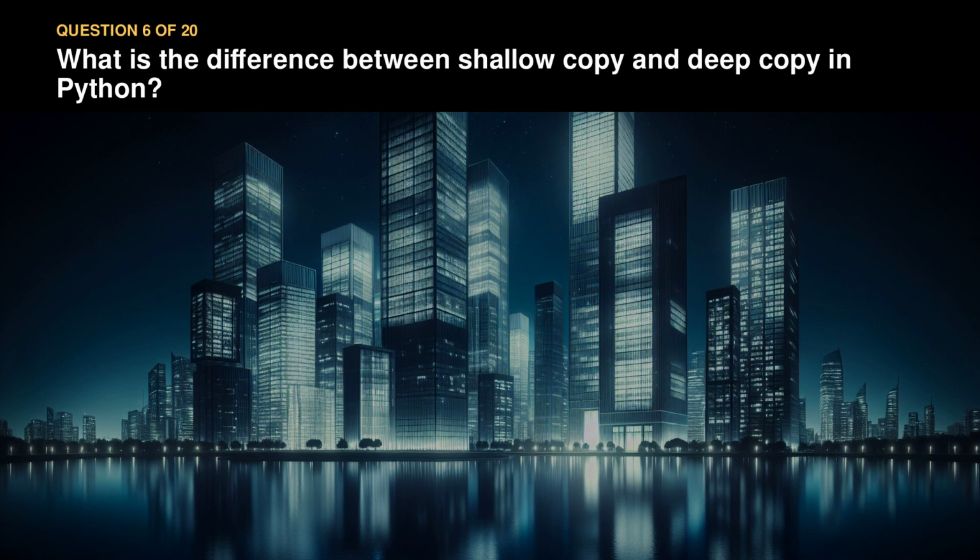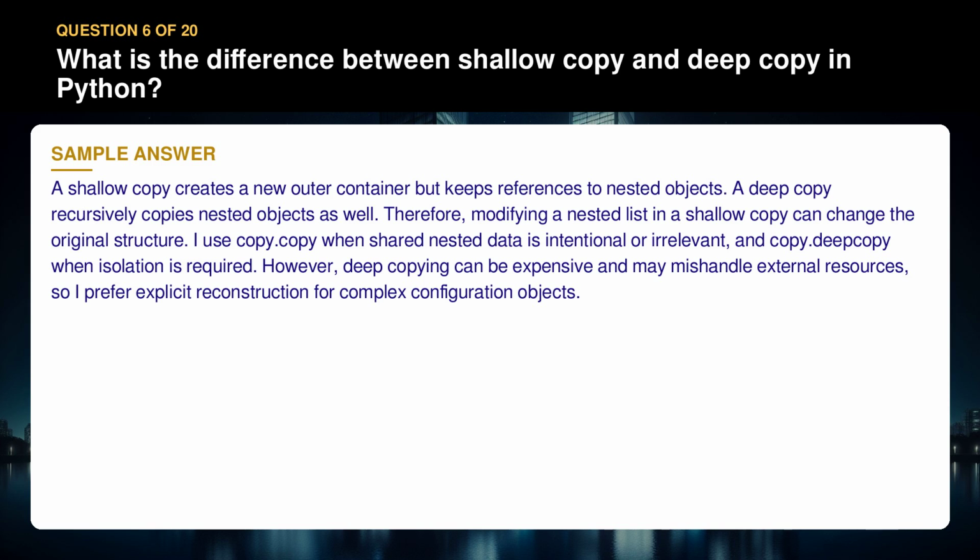Question 6. What is the difference between shallow copy and deep copy in Python? A shallow copy creates a new outer container but keeps references to nested objects. A deep copy recursively copies nested objects as well. Therefore, modifying a nested list in a shallow copy can change the original structure. I use copy.copy when shared nested data is intentional or irrelevant, and copy.deepcopy when isolation is required.